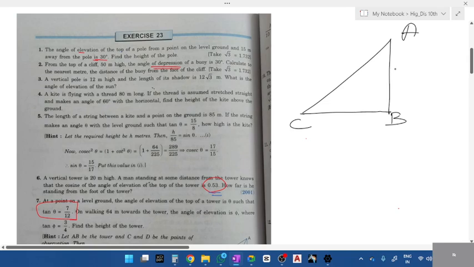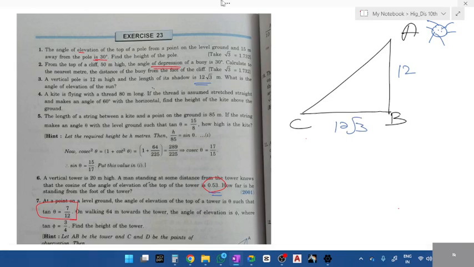Which one is the vertical pole here? 12 meters. Then the length of its shadow. Which is the length of shadow? AC or CB? How will the shadow fall if the sun is here? How will the shadow fall, Naomi? Will it be AC or BC shadow? Shadow is always BC, student, down. Okay, what is the distance given? Length of shadow is 12 root 3.